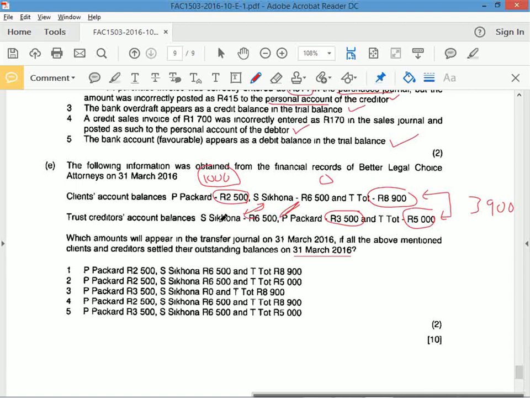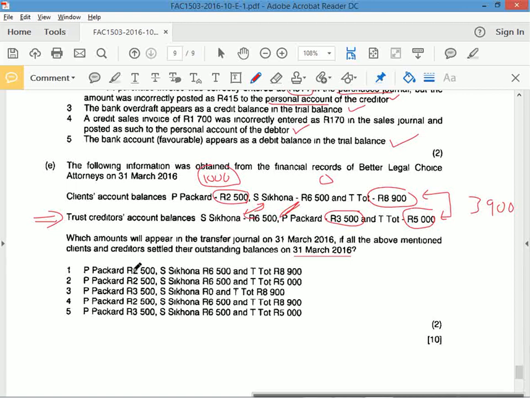Okay, so obviously, the trust bank balance is what? Trust creditors. What does trust creditors mean? The client owes. Trust creditors. Do you agree? Trust creditor. A creditor is a liability. So if it's a trust creditor, it's the client's account.